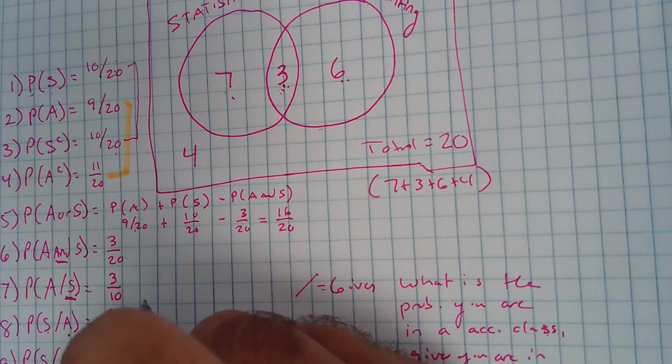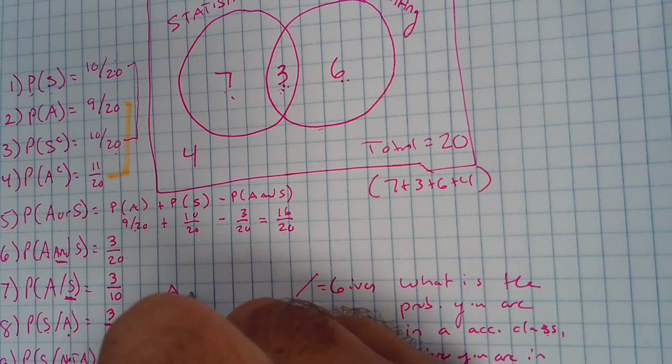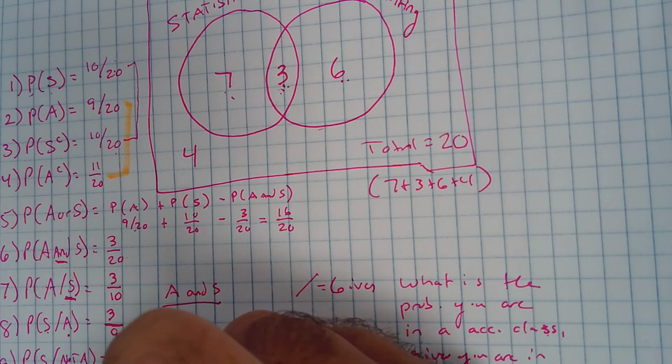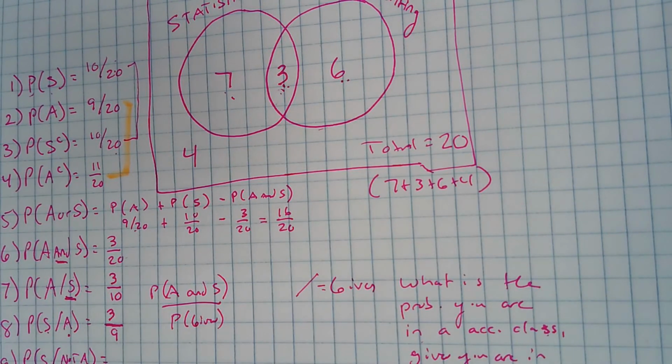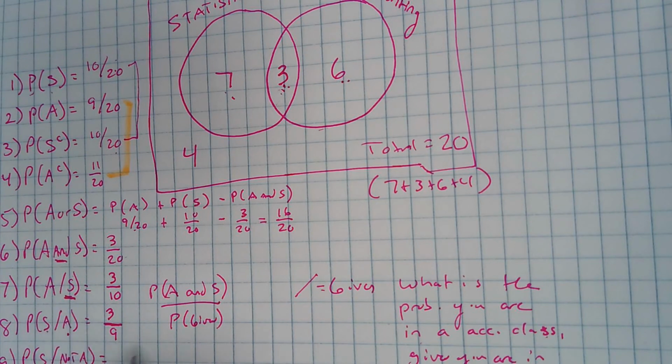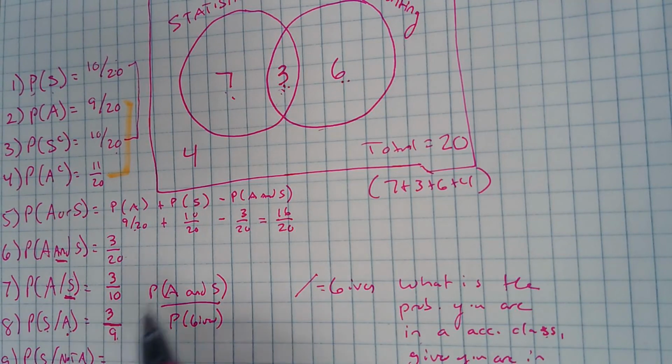The reason being, if you wanted it as a formula, the numerator is always going to be the intersection of the two, and the denominator is going to be whatever is the given case. In this case, it was accounting, that's why it was 9. In number 7, it was stats, that's why it was 10. So with a conditional probability, we don't use that total of 20 anymore.